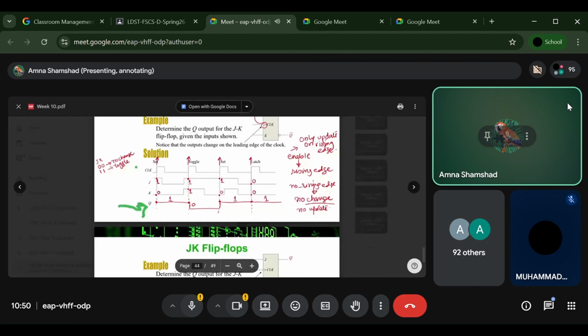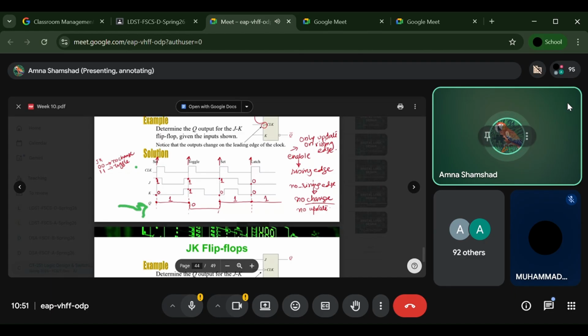Okay. So on this point it will toggle, meaning from 1 it will become 0 and remain 0 till the next positive edge of clock. And on this positive edge again I have to check my J and K. This time J is 1 and K is 0, meaning I am setting my output. So this will change from 0 to 1, and it will remain 1 till the next edge of clock. This time 0 0. And for 0 0 you have no change.